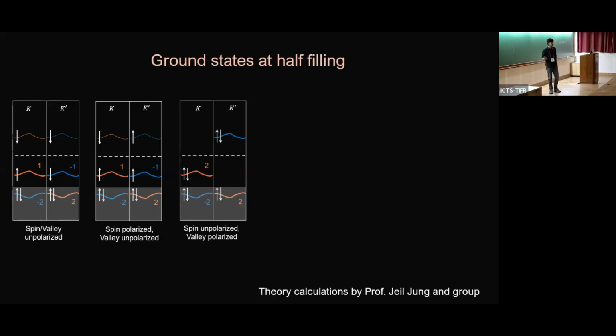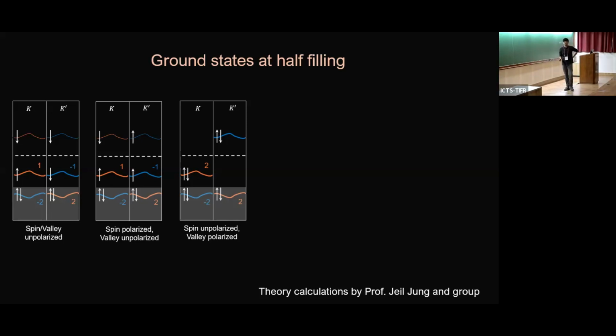So what is so special about half filling? Unlike the odd filling factors, which are 1 and 3, the ground state is degenerate at half filling. So you can have 3 different states. In the first one, you have equal number of valleys and spins, so the state is spin valley unpolarized. You can also have spin polarized, in both the valleys, like up or down spin, or you can have spin unpolarized and valley polarized bands.